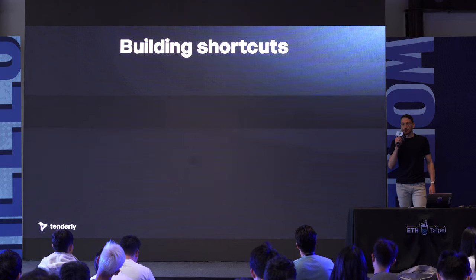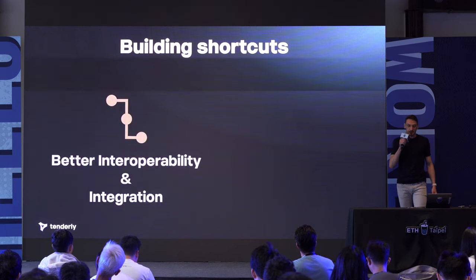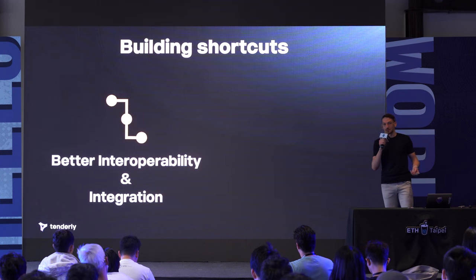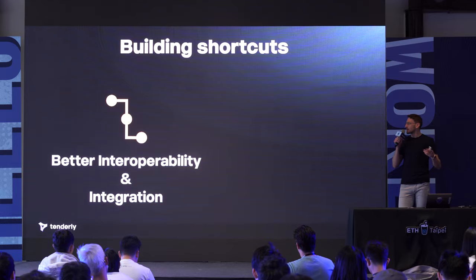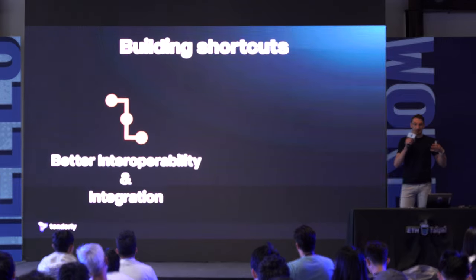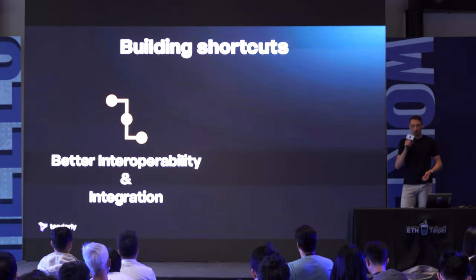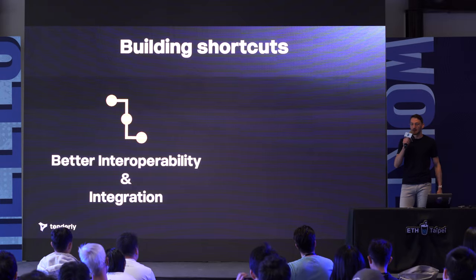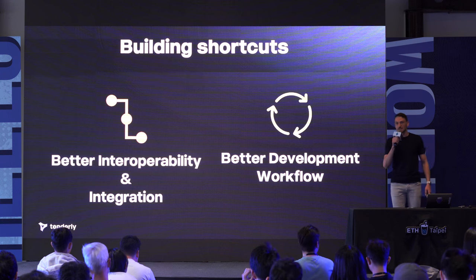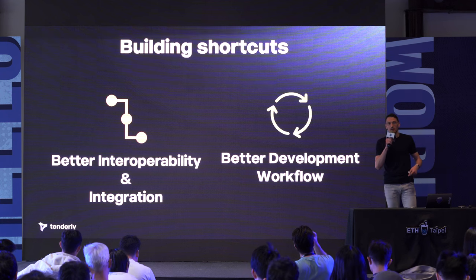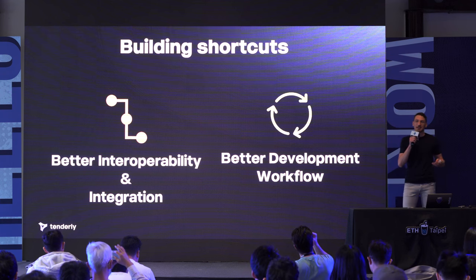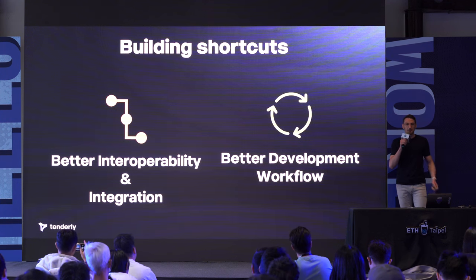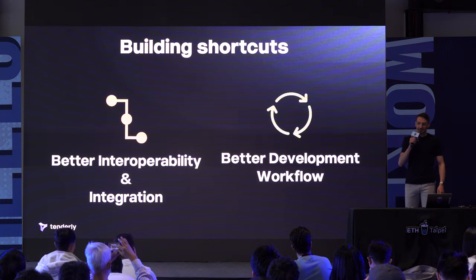When it comes to building shortcuts to better Dapp development, we can approach it from two angles. The first one is to build tools and make the development such that interoperability and integration becomes easier on every level. And another thing is better development workflow with more cohesiveness and less friction along the way. So these are the two angles that I'm going to address now through various examples.